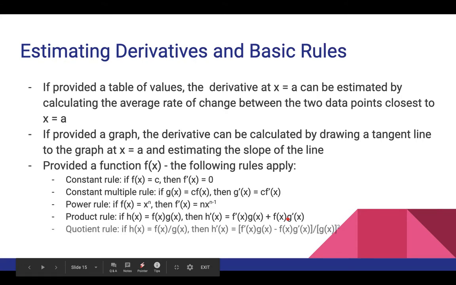And lastly, we have the quotient rule, where if h of x equals f of x divided by g of x, the derivative of h is equal to the derivative of f times g minus f times the derivative of g, all over g squared. And then recall that we will encounter a vertical tangent line wherever g of x is equal to 0.